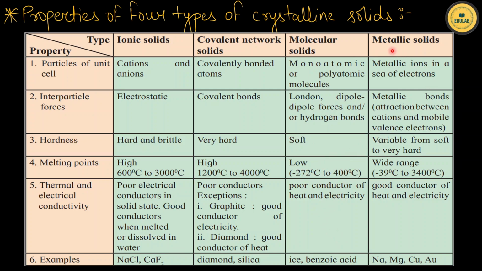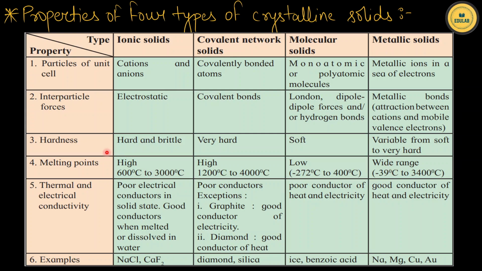And next one is metallic solid. The particles of a unit cell of a metallic solid are metallic ions in a sea of electrons. Next one is interparticle force of metallic solid. Metallic bonds: attraction between cations and mobile valence electrons. Hardness of metallic solids is variable, from soft to very hard.